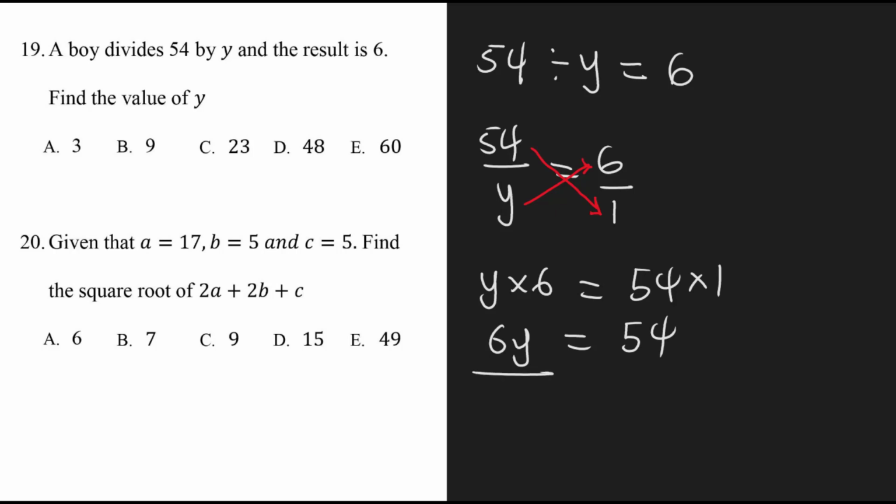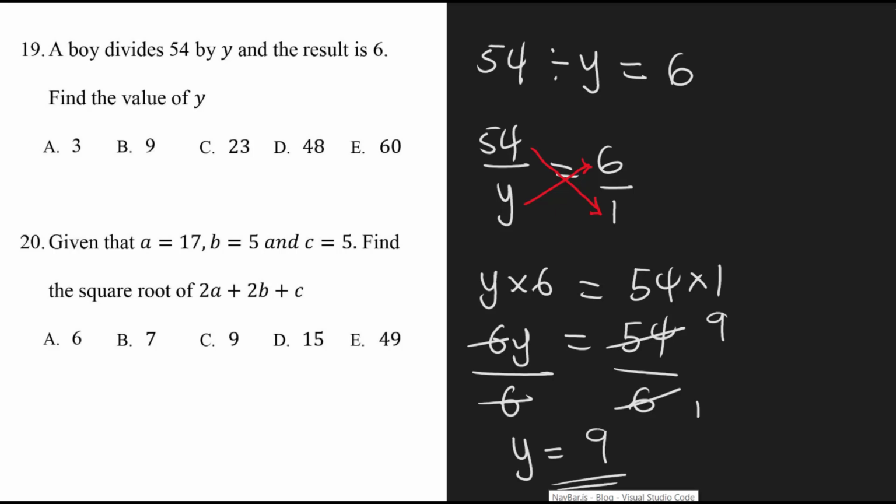So divide both sides by 6, the coefficient of y, right? So we have 6 over 6. This cancels this, right? Then 54 divided by 6. What are we going to have? If you count 54, 1, 2, 3, 4, up to 54, and group them in 6, you're going to have 9. So y now is equal to 9. So our answer is B. So let's move to the next question.